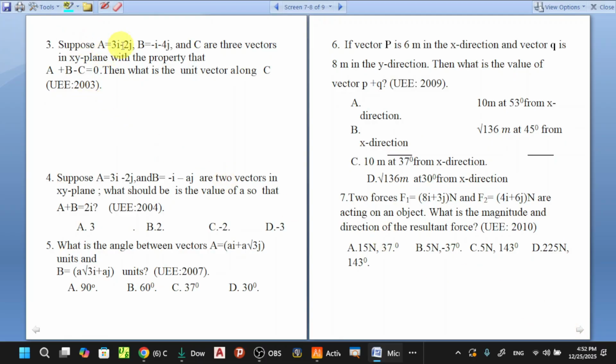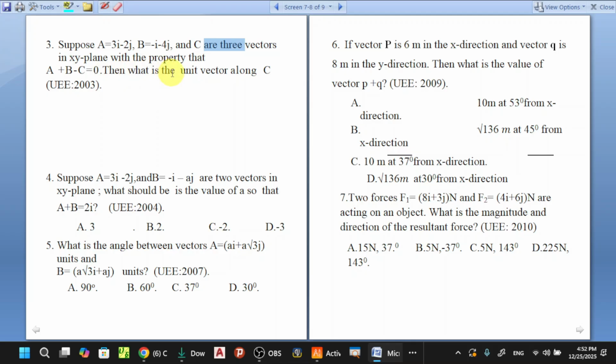Suppose a is equal to 3i minus 2j, and b is equal to minus i minus 4j, and a, b, and c are three vectors in the xy plane, in the same plane, with the property that a plus b minus c is equal to 0.